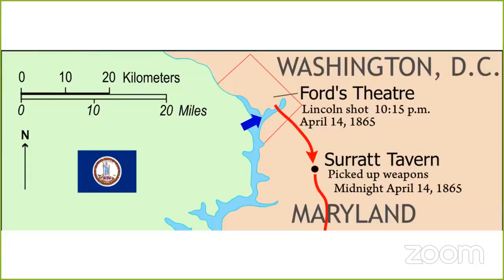And Booth is on his way to Surratt Tavern. Mary Surratt, in addition to having the boarding house in Washington, D.C., had a tavern in Maryland, and that's where Booth is headed.